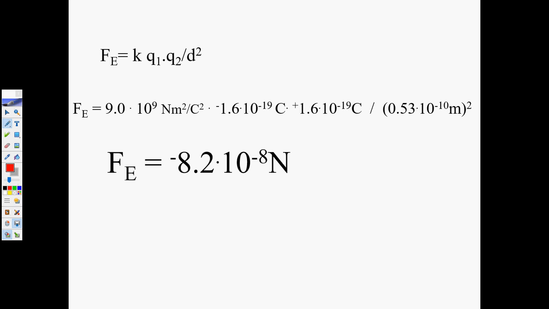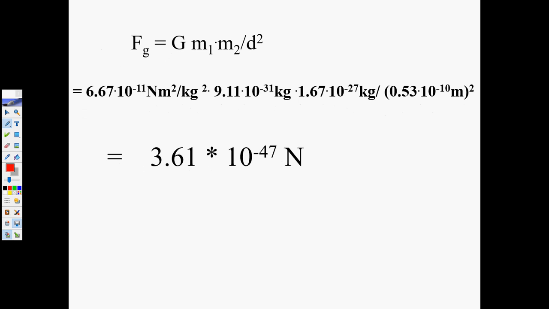Now that negative sign just indicates that it's an attractive force and the force is in the opposite direction of the displacement vector. And remember, officially with the gravity formula, it's supposed to be negative big G m1 m2 over d squared. So the answer would come out negative as well if you weren't just focusing on the magnitude.